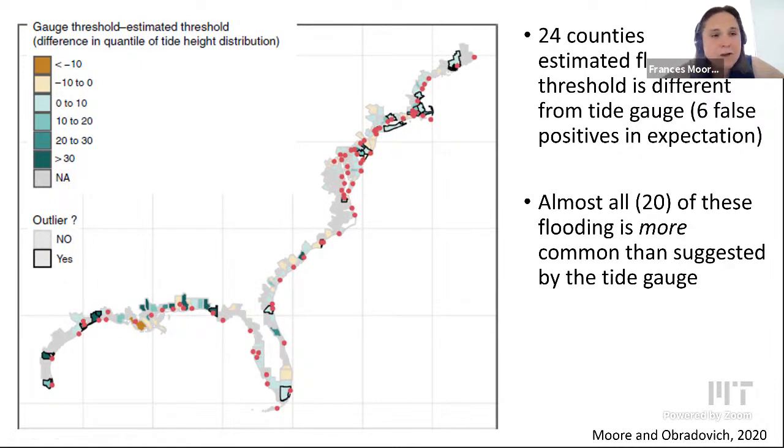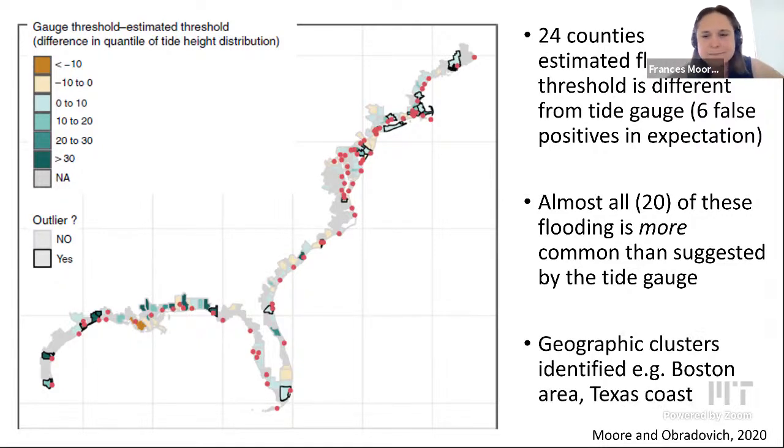And in almost all, and these are not random, right? It's not that we find in some places there's more flooding and in some places there's less flooding. Almost all of these, flooding is more common than would be suggested by the tide gauge's minor flood threshold. And what I think is quite cool about this is what drops out of this analysis are some geographic clusters of these outliers. For example, you can see a whole bunch of them in these counties around Boston. And then there are also some along the Texas Gulf Coast.